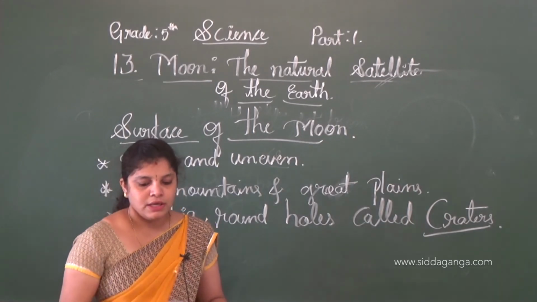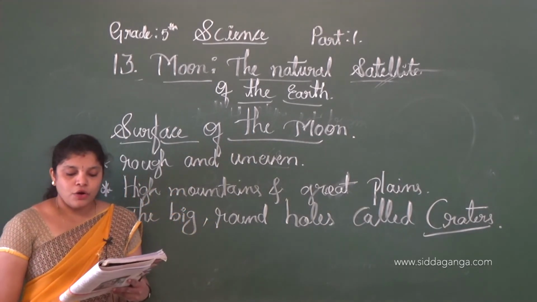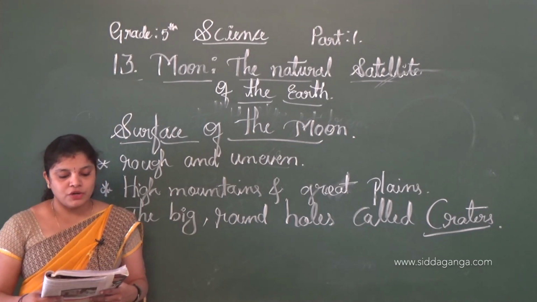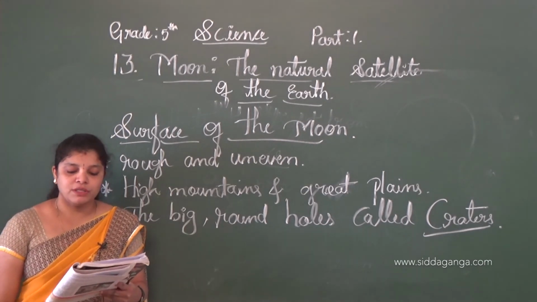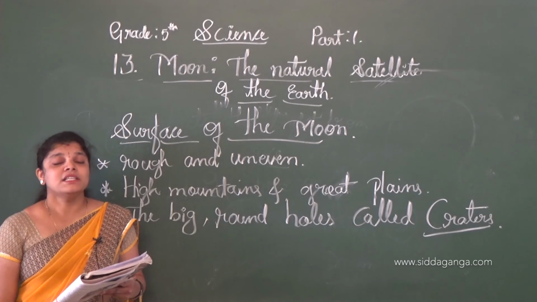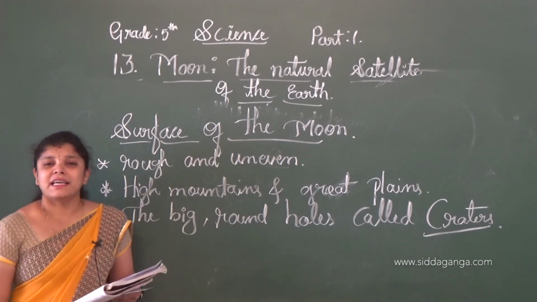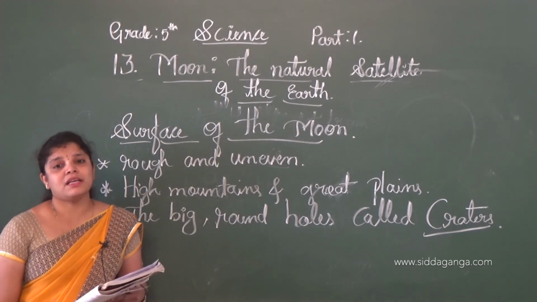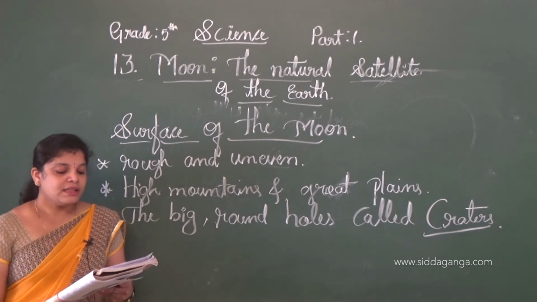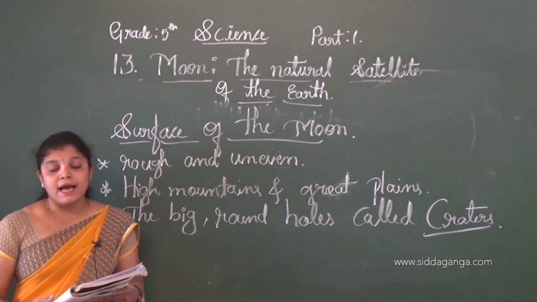Okay, understood? And see, the rocks brought from the moon by astronauts tell us that the surface of the moon is covered with a dark grey dust. See, normally the surface of the moon has grey color dust, many grey color dust. The moon is one of the oldest as the earth.